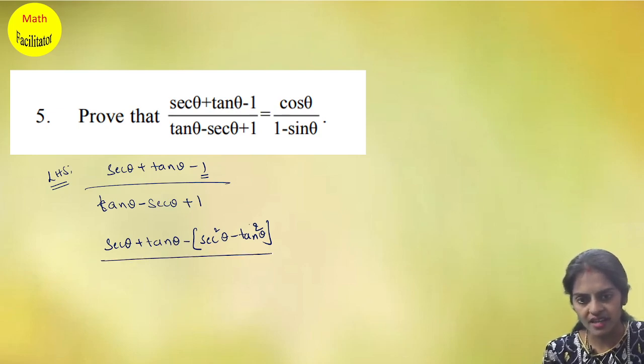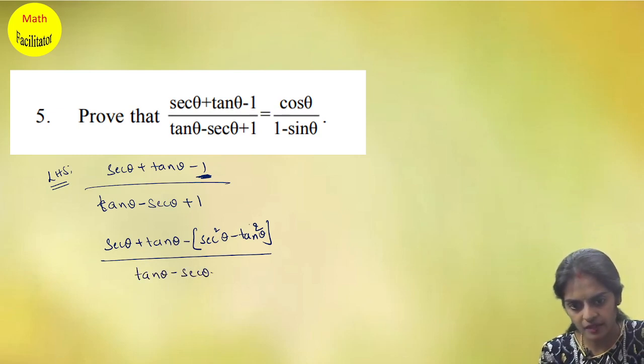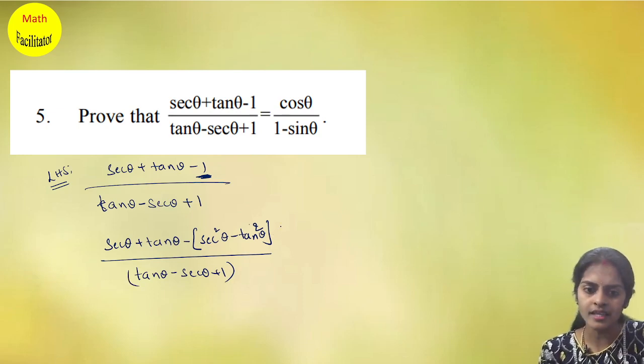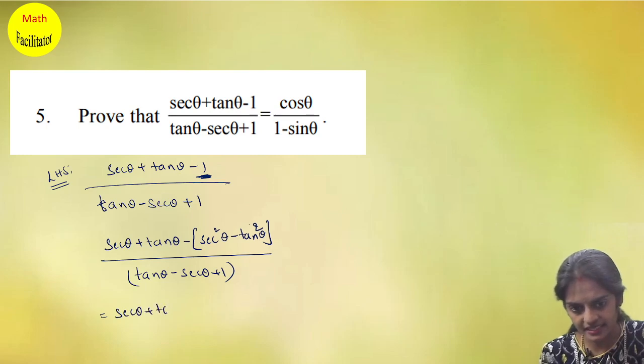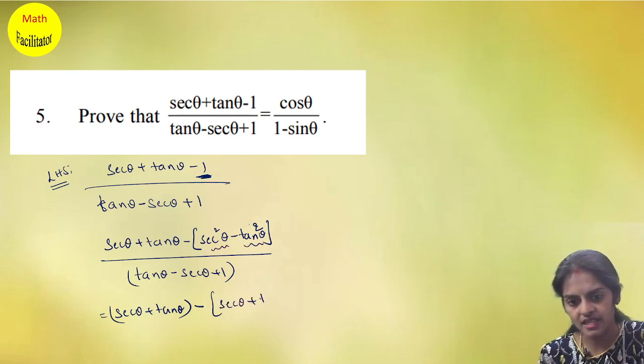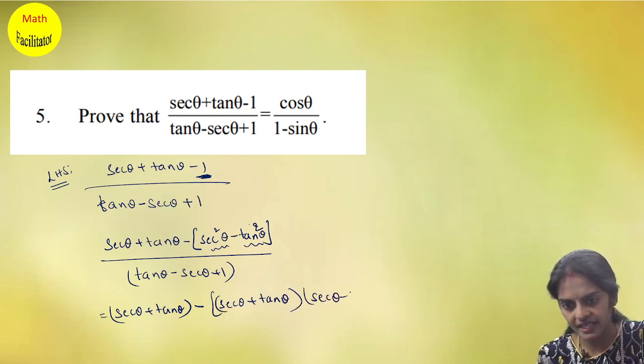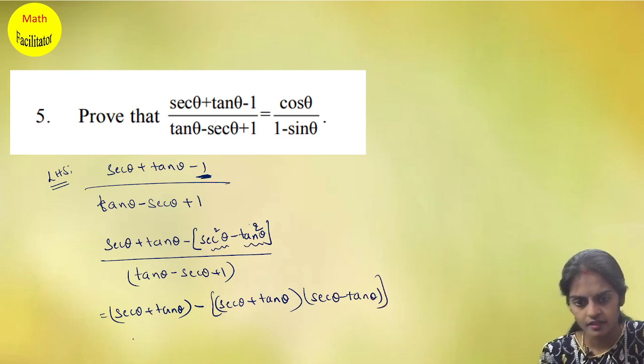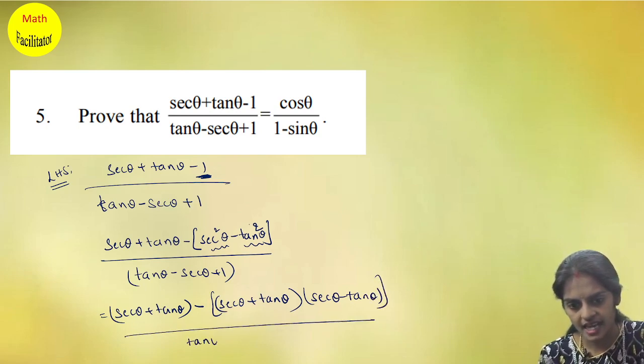Okay. So here 1 I wrote as secant square theta minus tan square theta. In the denominator, I have tan theta minus secant theta plus 1. Now see here, I find one more identity: this is like a square minus b square. So I can write it as a plus b into a minus b, that is, secant theta plus tan theta, whole divided by tan theta minus secant theta plus 1.